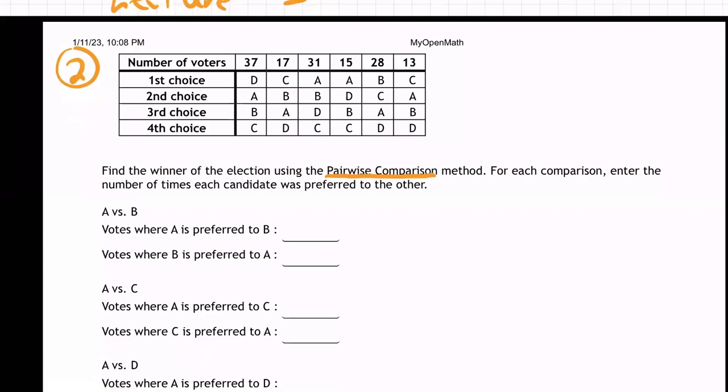Okay, so pairwise comparison method. How do we do it? We're trying to decide the winner of this election using our fourth method, pairwise comparison. What that means is the one-to-one comparison, which we've kind of looked at before.